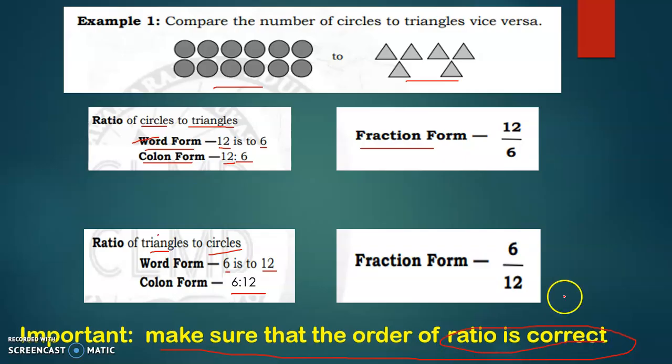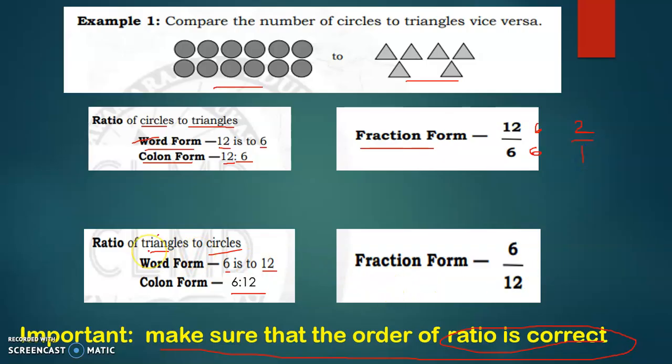Dapat laging tama. At syempre, sabi dun kanina natin na kailangan ang ating ratio should always be written in its lowest term. Kung kaya naman, kuhanin natin ang greatest common factor ng numerator at denominator, okay, ng ating dalawang quantity para makuha natin ang kanyang lowest term. Kung saan, the GCF of 12 and 6 is just 6. 12 is divisible by 6 and then 6 is divisible by 6. Kaya 12 divided by 6 is 2 and then 6 divided by 6 is 1. Okay.